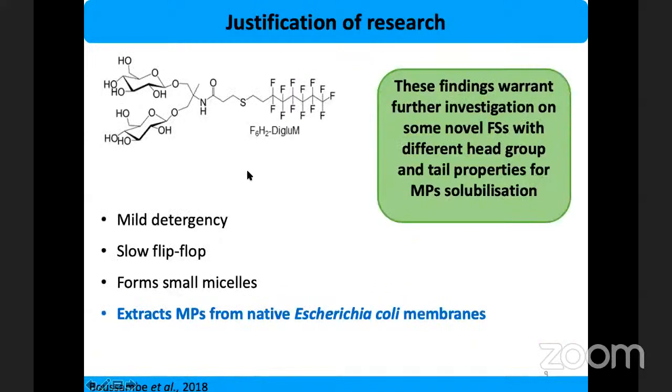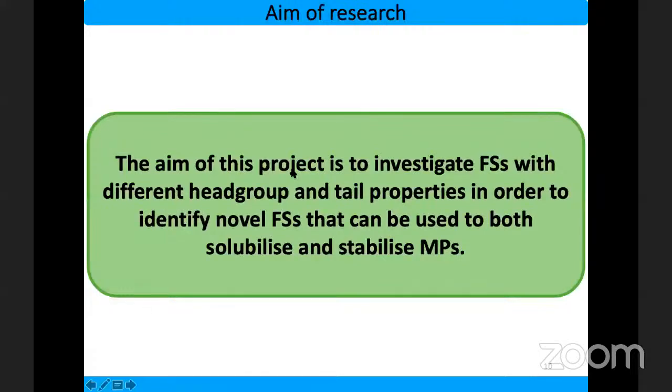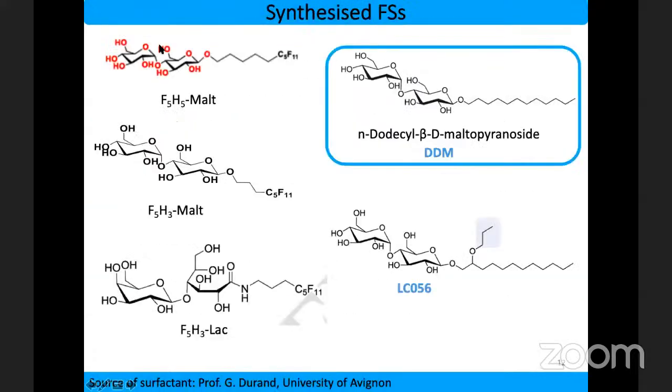So first we have to synthesize new fluorinated surfactants based on the surfactant that is available commercially, by tailoring the hydrophobic tail and the hydrophilic polar part. So what we did is that the first part is maltose based and the second part is lactose based. So we just tailored it to see which one will give us the most promising property of interest.